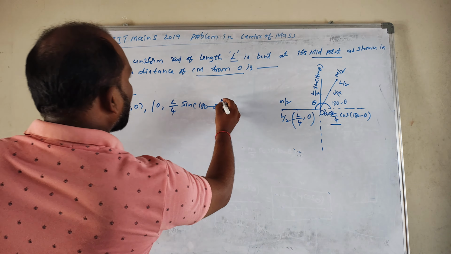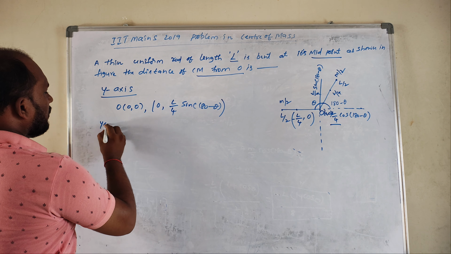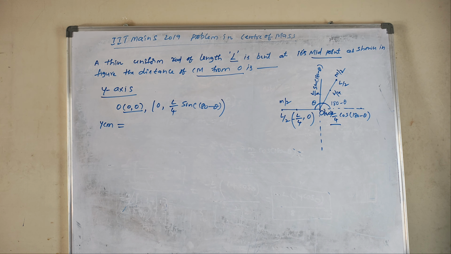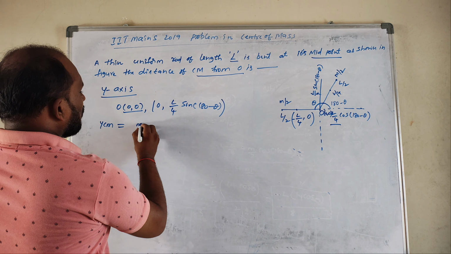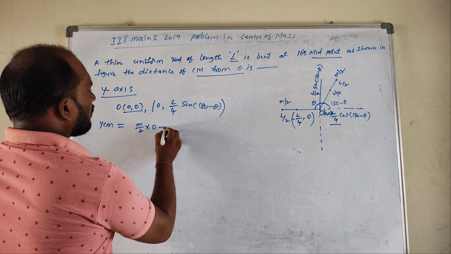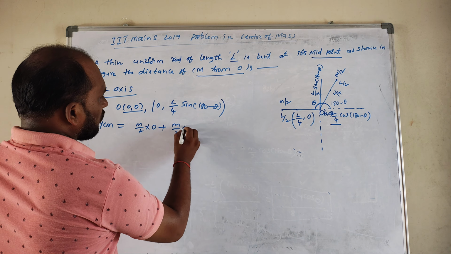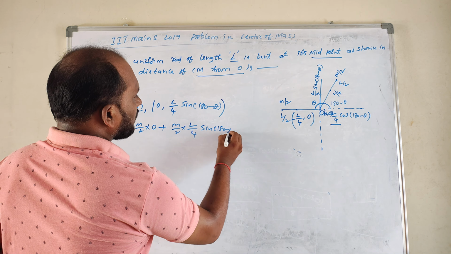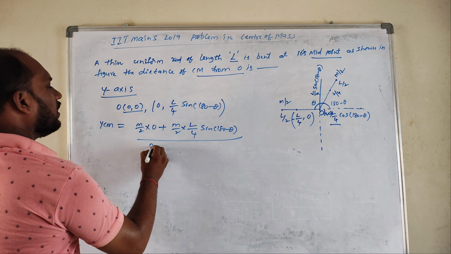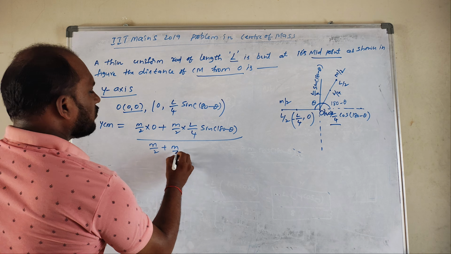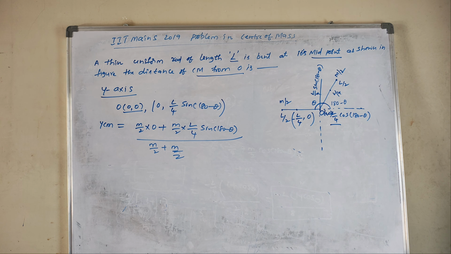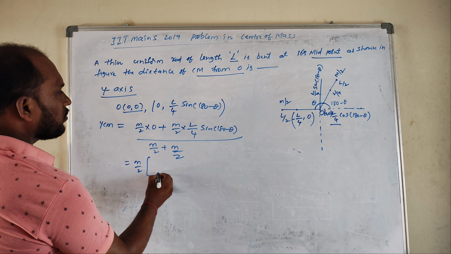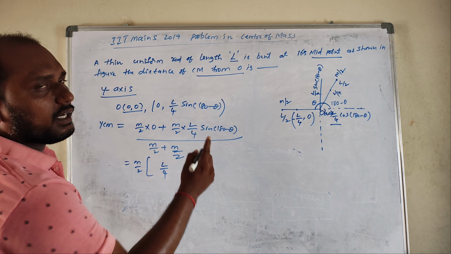So now I want to find out YCM. I hope it is very simple, guys. YCM is very simple. Why? Because one point is 0. So m1 into 0, that is m by 2 into 0, plus m by 2 into L by 4 sin (180 minus theta), divided by m by 2 plus m by 2. So what do I have to get, guys? M by 2 is common. So it becomes L by 4 sin (180 minus theta), guys.